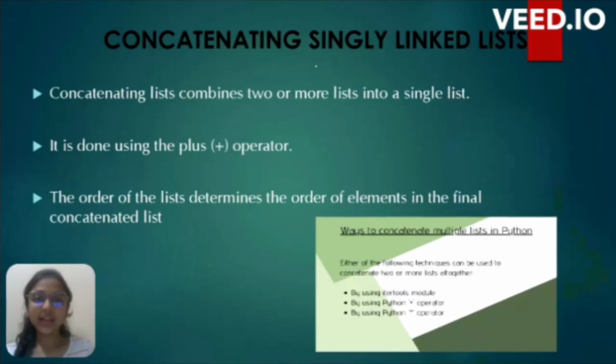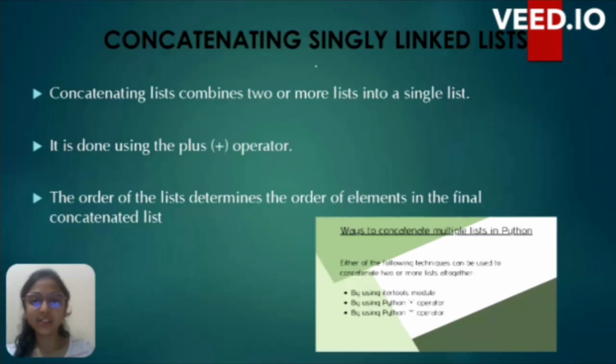Concatenating singly linked lists. Concatenating combines two or more lists into a single list. It is done using the plus operator. The order of the lists determines the order of elements in the final concatenated list.